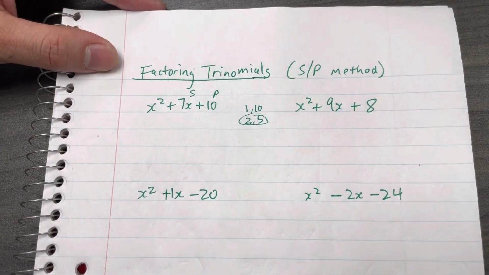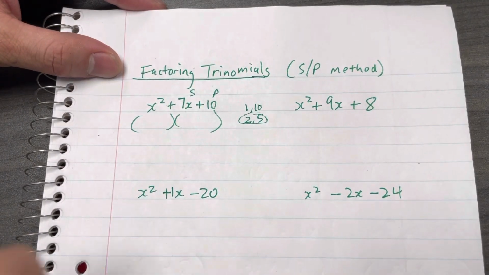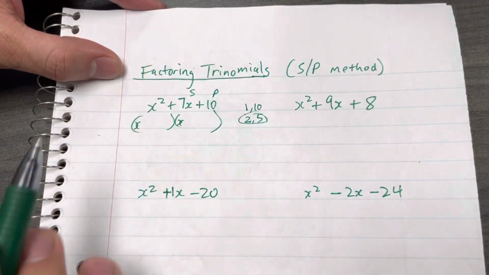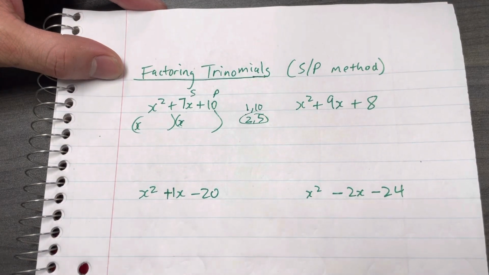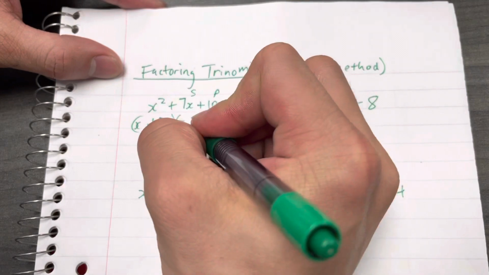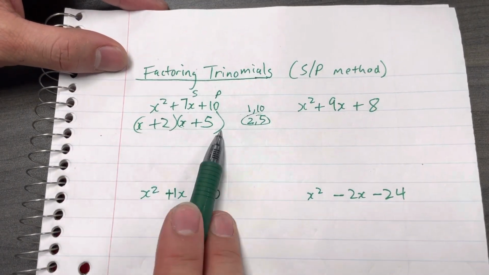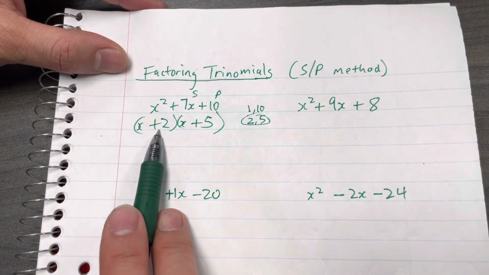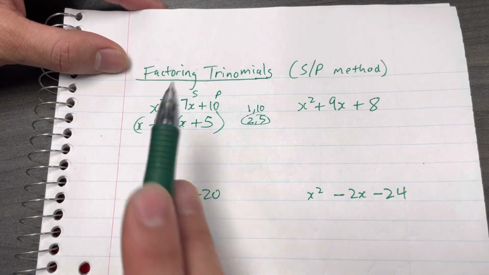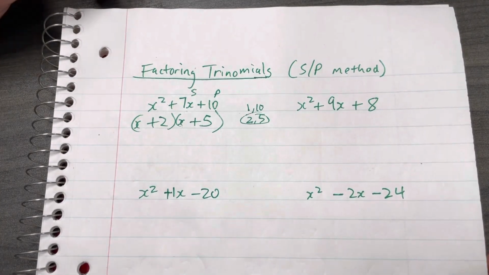So as a result, what's going to happen is you're going to drop the parentheses like this, and you're going to write x and x because x times x gets you x squared. And because everything is positive here, a positive 2 and a positive 5 makes this equation true. 2 times 5 gets you 10, and 2 plus 5 gets you 7. And this is how we use the sum product rule, sum product method, okay?